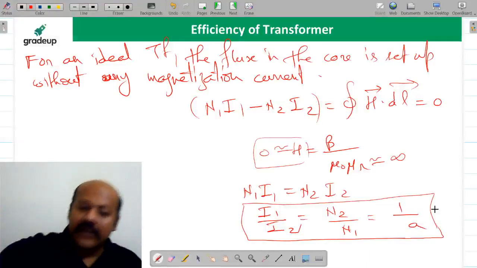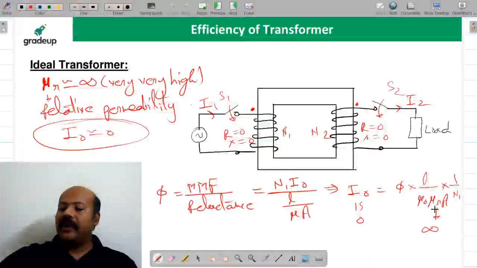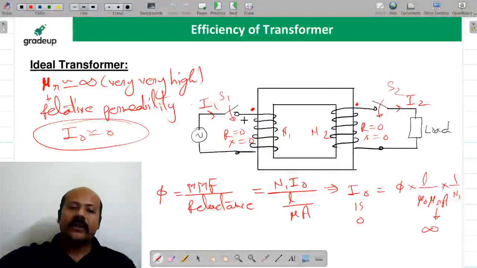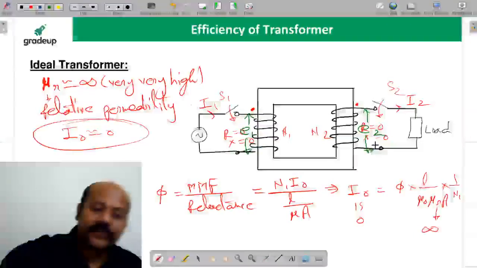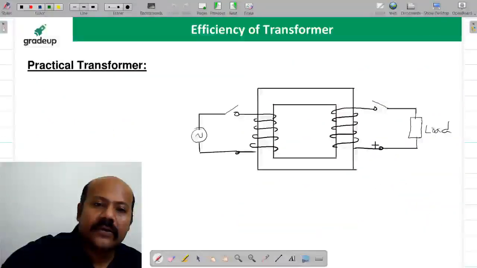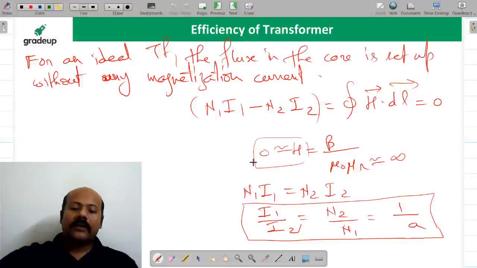Now this is the MMF balance equation, and what are the EMF induced? The EMF induced is going to be how much? Suppose this we are writing as E1, and this we are writing as E2. So how are you going to write? Suppose you want to draw the phasor diagram for the ideal transformer, it is going to be something like this. Suppose it is something like this.